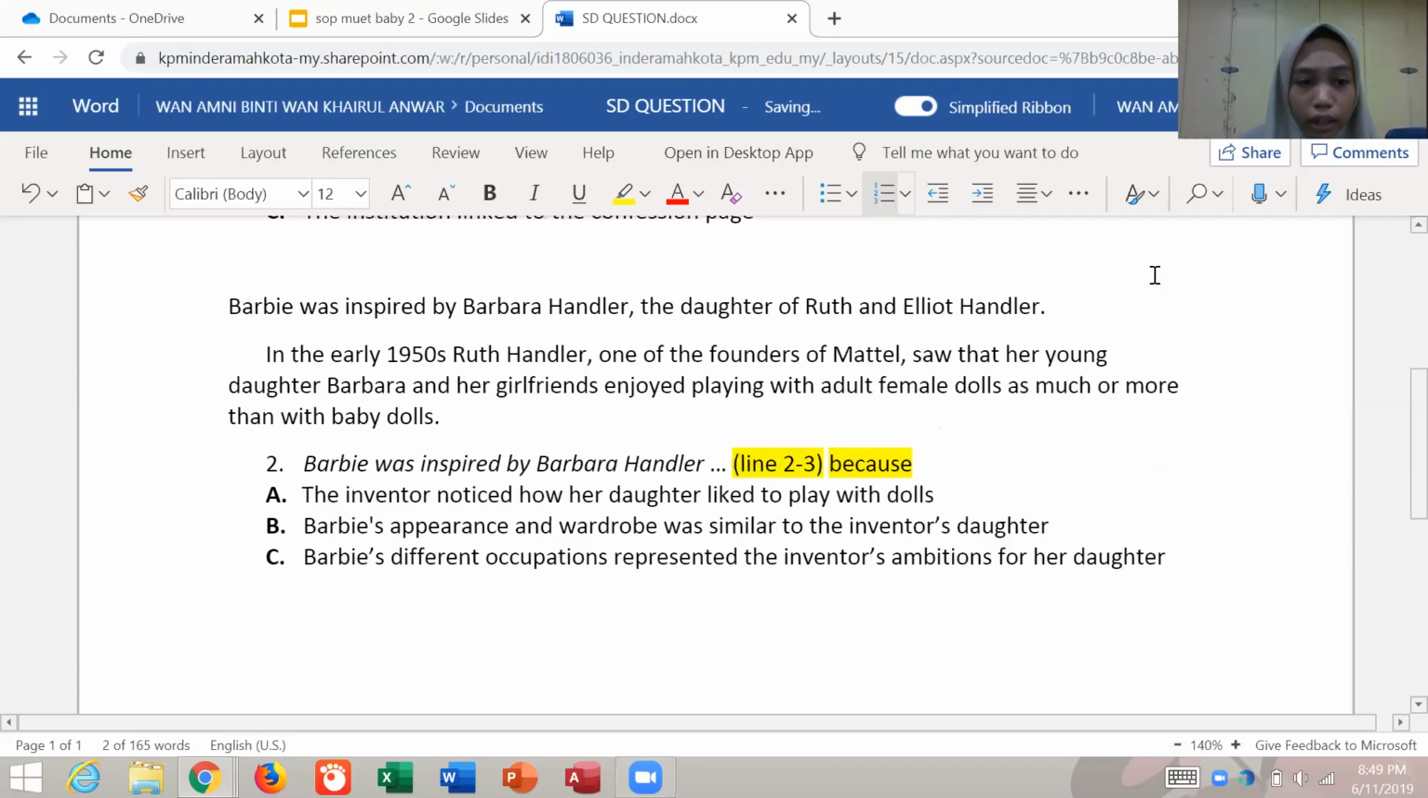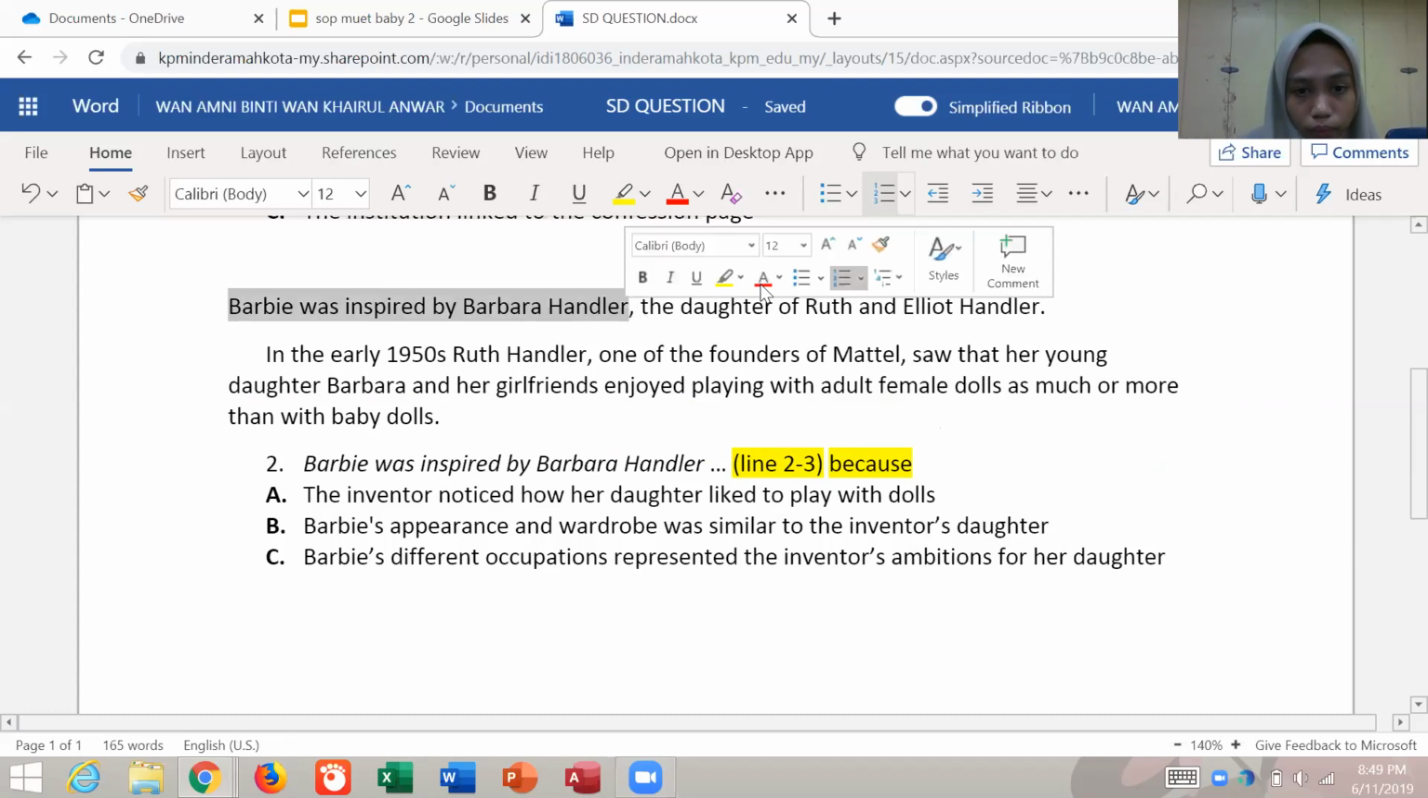So I have cut the passage into lines 2 and 3. So the passage is, Barbie was inspired by Barbara Handler, the daughter of Ruth and Elliot Handler. We can see that it is the same. So we highlight it. And then we look at the next sentence, which is the daughter of Ruth and Elliot Handler. However, it does not explain "because". The question asks us, why was Barbie inspired by Barbara Handler?